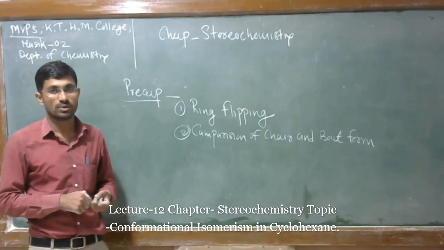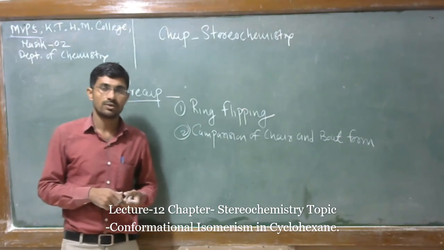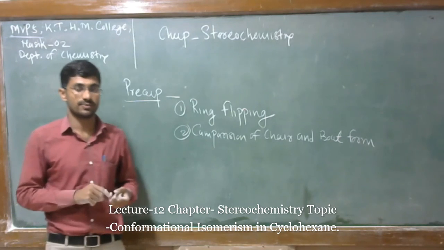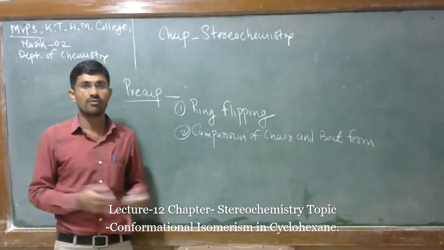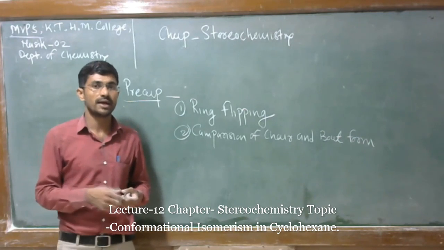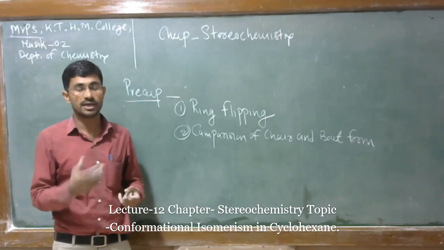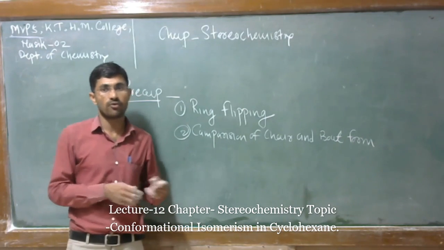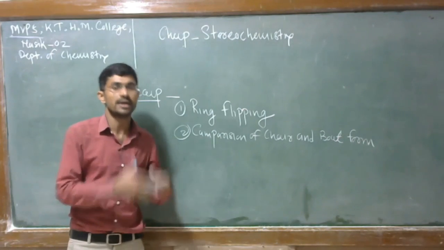In the next lecture we will discuss ring flipping in cyclohexane. When the ring is flipped, what happens to the axial and equatorial bonds we are going to discuss in the next lecture. Also we are going to compare the chair and boat forms in the next lecture.